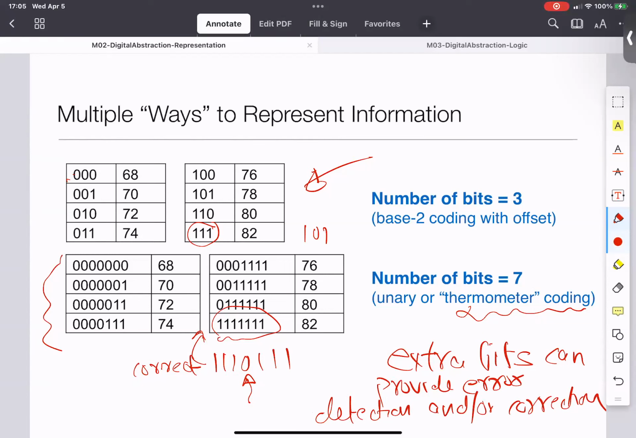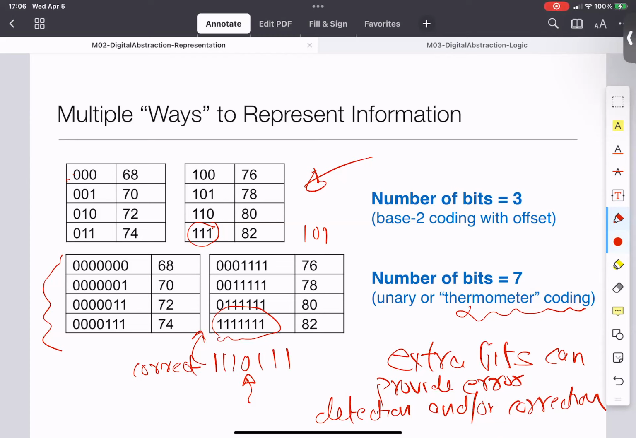If you have ever purchased DRAM for your computer, DRAMs come in these sticks and they are designed for 8 bits, but sometimes they come with a 9-bit DRAM, with an extra bit whose purpose is to help detect and correct errors in the computer. So that's the role of these extra bits. So different ways of representing, again, have information.